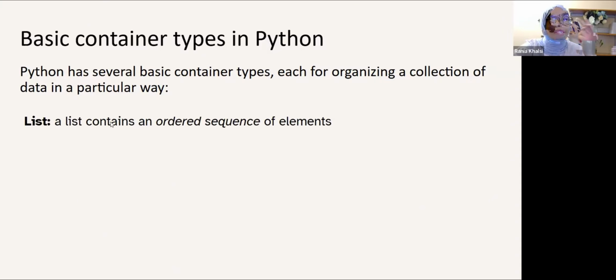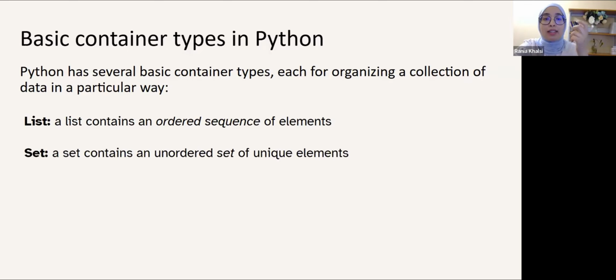And so, for example, we have lists, okay? They are the first example of container types. Lists contain what we call an ordered sequence of elements, okay? So the elements that you have here must be in order, okay? Next, we have sets. Sets are a different type of container, and a set contains an unordered set of unique items. So for lists, it's ordered items; for sets, it's unordered, okay?